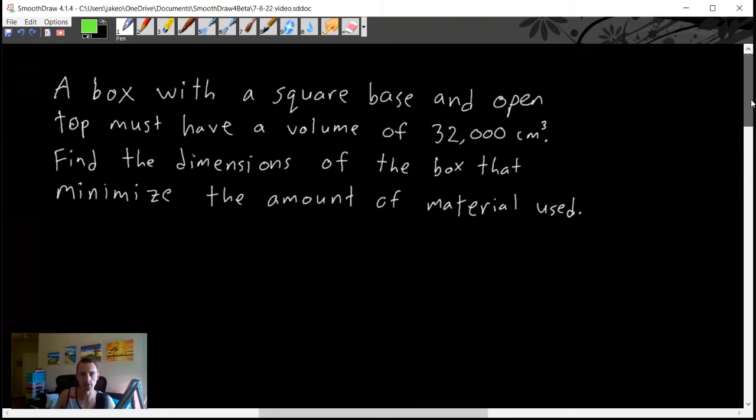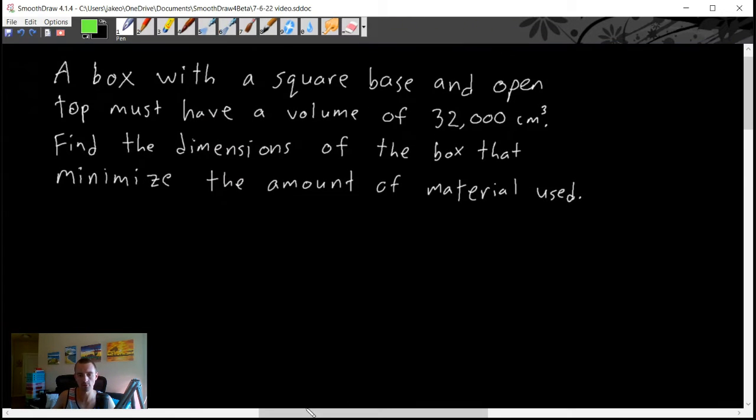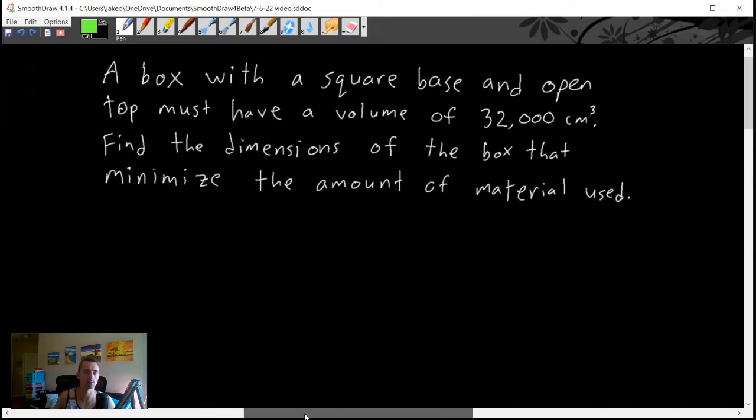But let's go ahead and get into an example. So I kept referencing a box that we're trying to maximize or minimize. The example we have is a box, so perfect. So let's say we have this problem here. A box with a square base and an open top must have a volume of 32,000 cubic centimeters. Find the dimensions of the box that minimize the amount of material used.